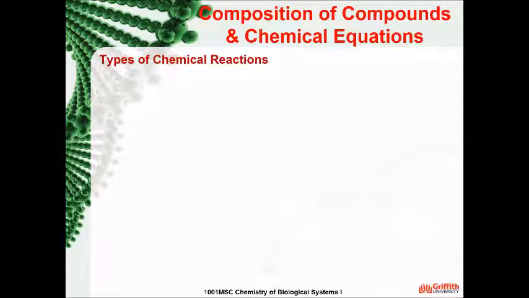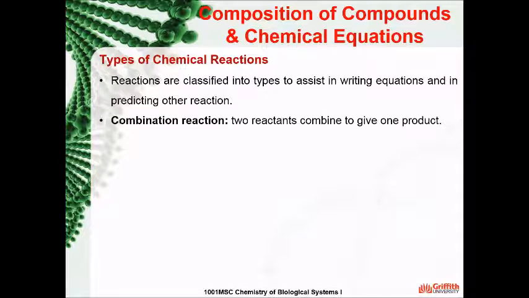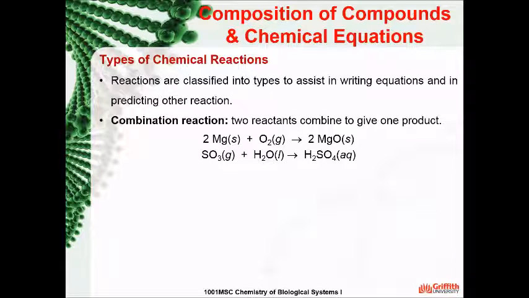Let's move on to the different types of chemical reactions. Reactions are classified into types to assist in writing equations and in predicting other reactions. A combination reaction is where 2 reactants combine to give 1 product. For example, 2Mg plus O2 forms 2MgO. SO3 plus H2O forms H2SO4.